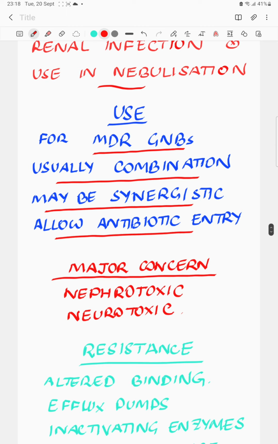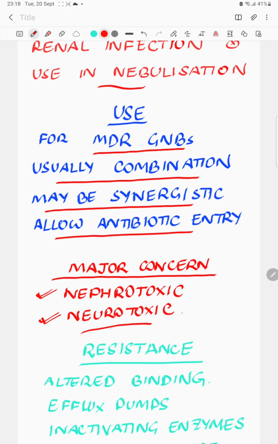What are the major concerns with colistin? The major one is nephrotoxicity, because of which it actually went out of favor. And the other one which should not be missed is neurotoxicity. Neurotoxicity may be easily missed in the intensive care unit. Nephrotoxicity is very easy to pick, with rising creatinine levels. With neurotoxicity, it may be more tricky.